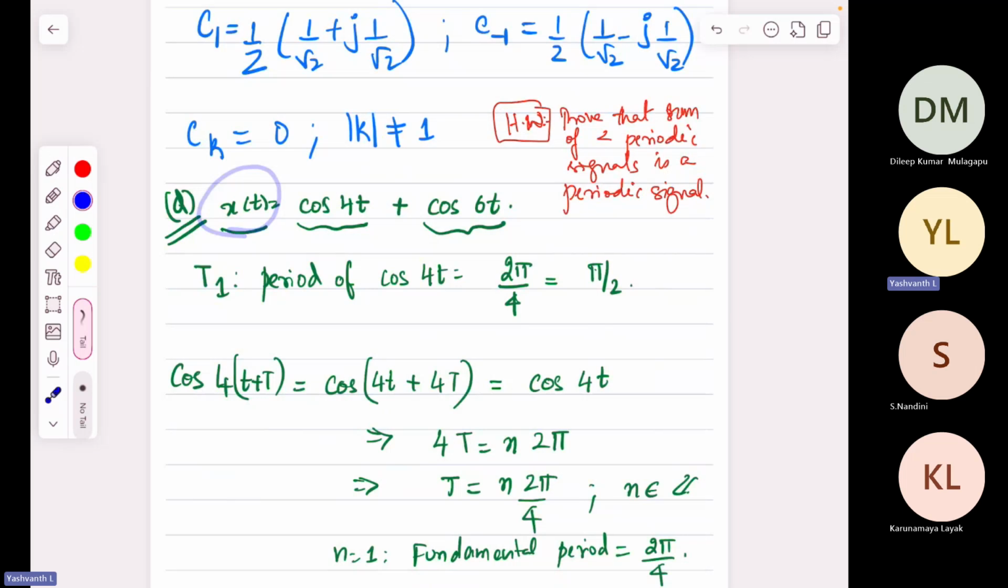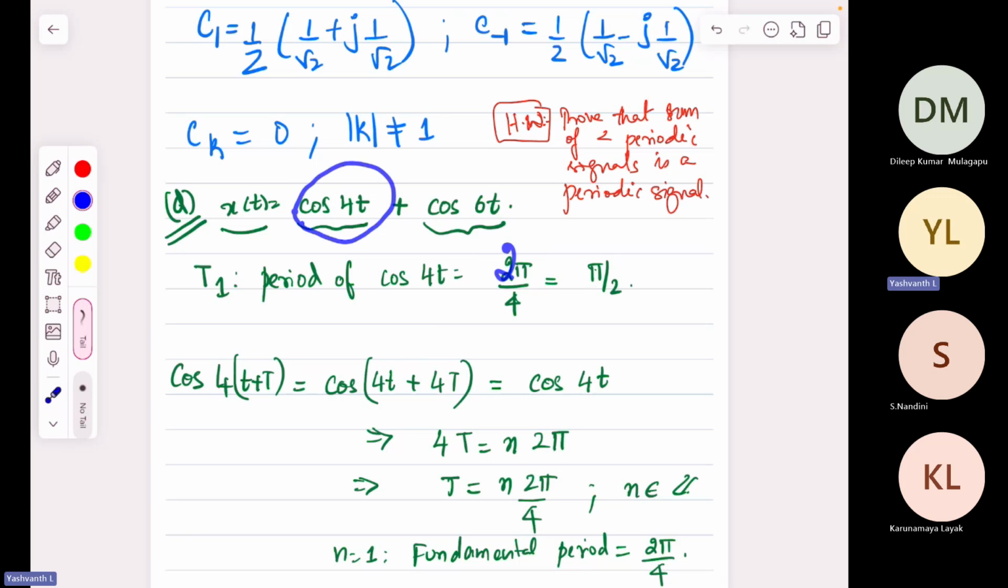What do we do? Go back to the first class. How did we do it? Same thing. We found the period for both of the signals separately, and then we took the LCM of the periods of these two signals. That's what we're going to do now. So you look at the first signal, it's cos 4t. Therefore, you can show that the period of cos 4t is given by 2 pi by 4.